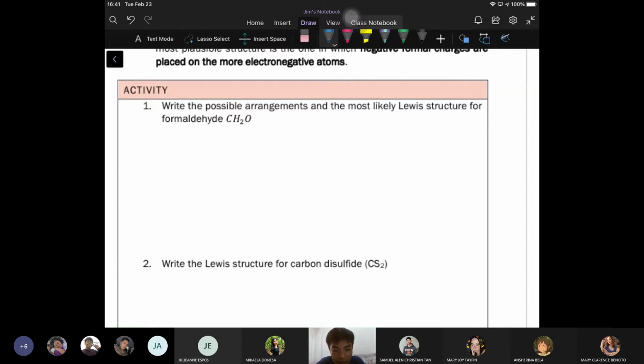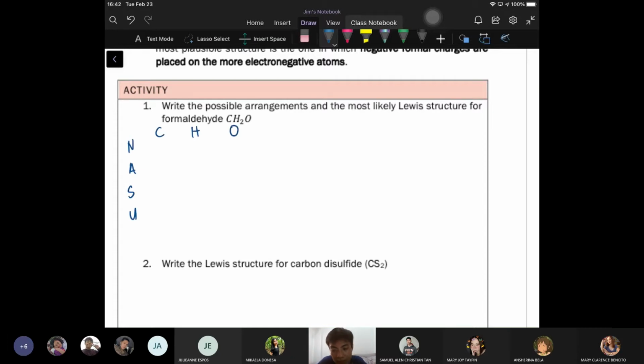So, formaldehyde is used as pang-embalm, no? Pang-embalming yan eh. Okay, so yan yung ginagamit sa mga patay-patay, no? Okay. So let's try to determine ano kaya yung magiging structure niyan. So let us use the NASU rule first. So NASU, C, H, and O. Okay.